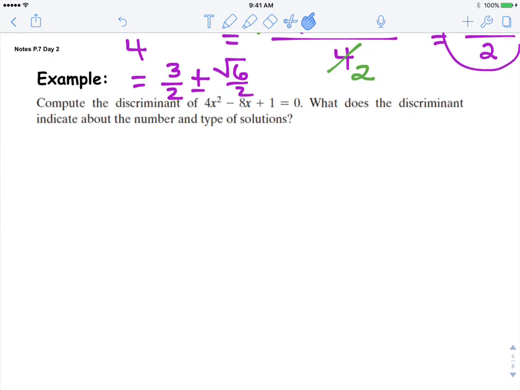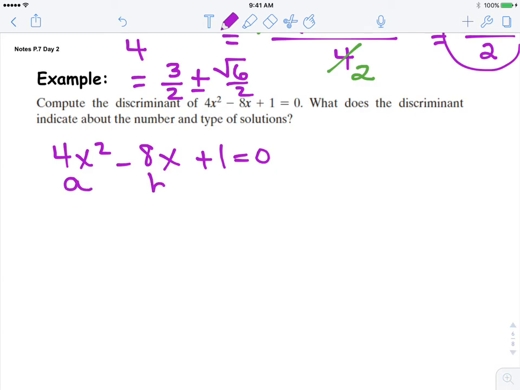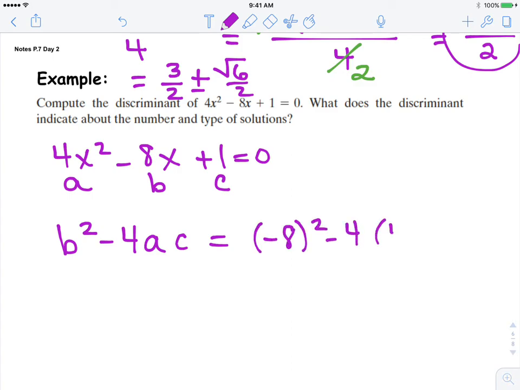All right. The last thing is compute the discriminant and what does it indicate about the number of solutions. So we're not solving, we're just identifying the discriminant. So here is our equation in general form. Here's our a term, our b term, and our c term. So the discriminant is b squared minus 4ac. So we substitute the b in, the a, and the c.